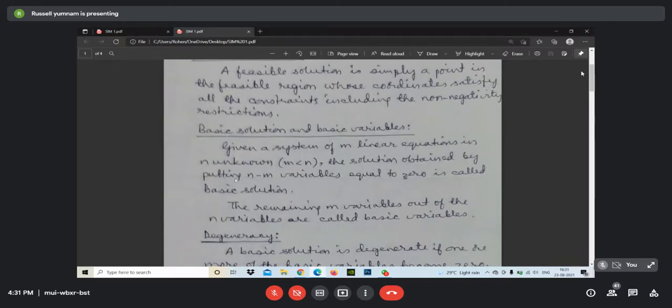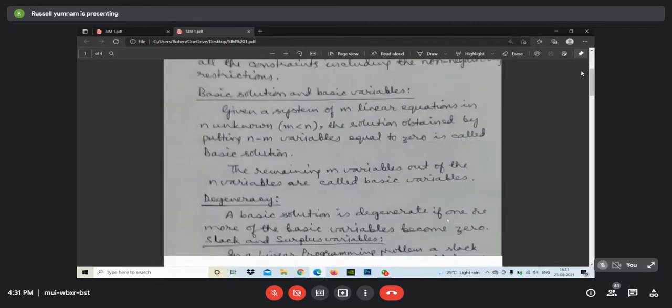The solution obtained by putting n minus m variables equal to 0 is called the basic solution. This is the same concept I explained with the problem. In our problem, the number of variables is 4 and the number of equations is 2; we subtract, it becomes 2, and those 2 variables we put 0, and after that we get the solution. The remaining m variables out of the n variables are called basic variables.